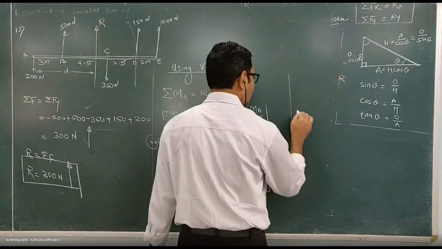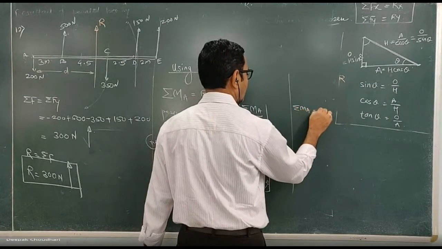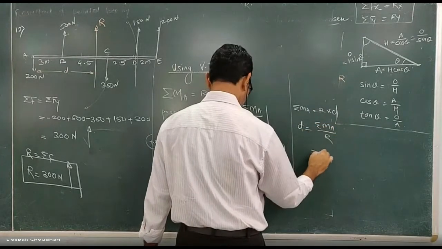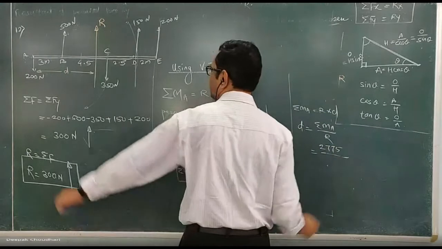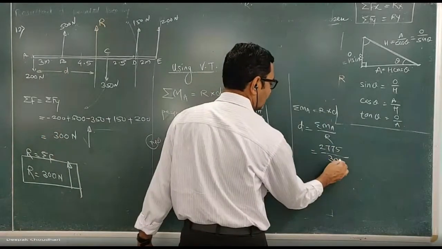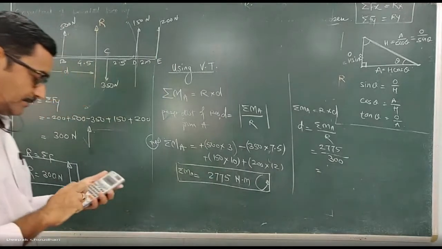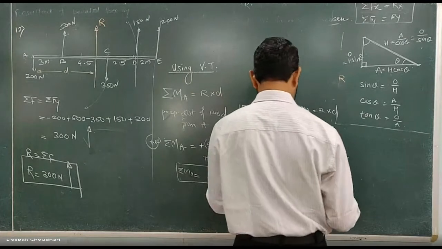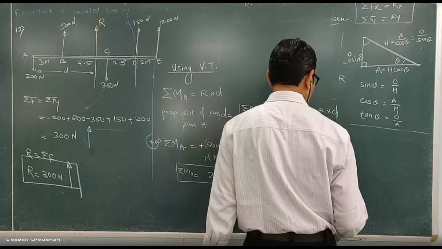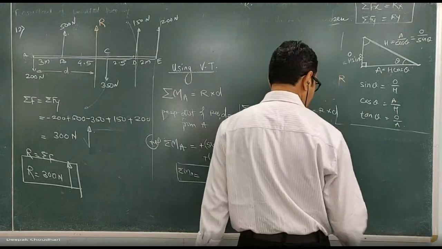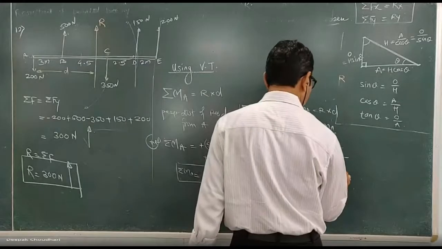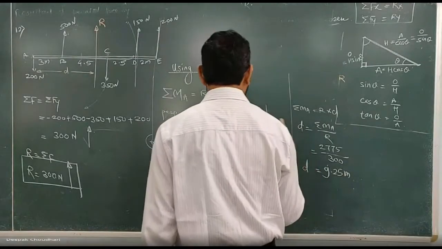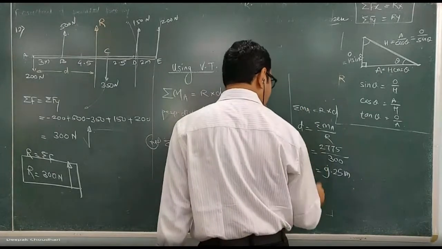Now the perpendicular distance of the resultant. Here we know that this summation of MA equal to R into D. So this D equal to summation of MA upon R, which is equal to 2775 upon the magnitude of the resultant, which is 300. So you will get the perpendicular distance from A. How much? कितना है? 9.25 meter. This is the distance, and this should always be positive.